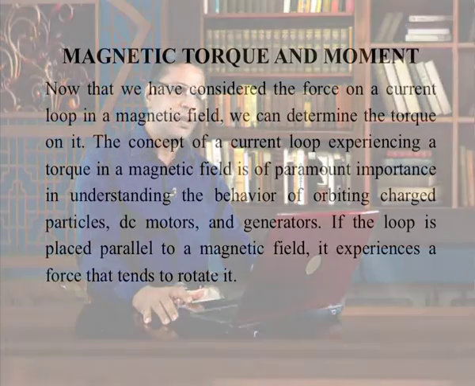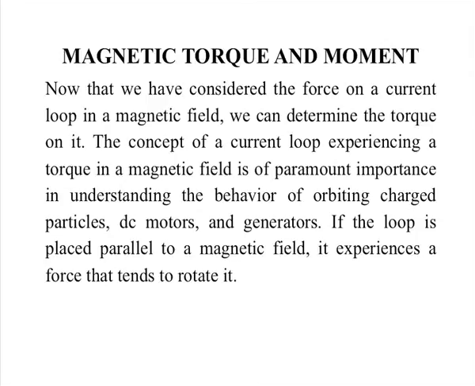Next we come to the magnetic torque and moment. Now that we have considered the force on a current loop in a magnetic field, we are in a position to determine the torque on it. The concept of a current loop experiencing a torque in a magnetic field is extremely important in understanding the behavior of orbiting charged particles or DC motors or DC generators.